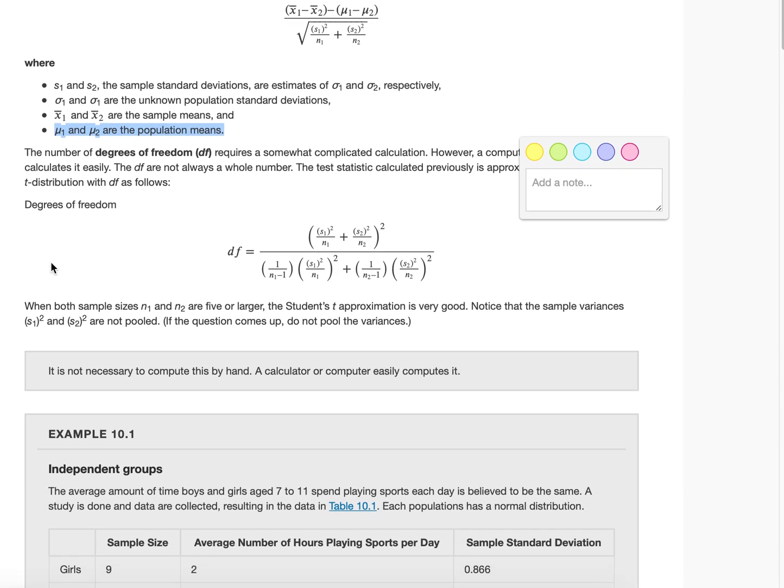Then we have something called degrees of freedom, which requires a little bit of a complex calculation. Technology will do this calculation for you. And when I'm doing this, degrees of freedom is not always a whole number. As you see, there's a lot going on in this formula. So it's okay if we don't get a whole number for degrees of freedom.